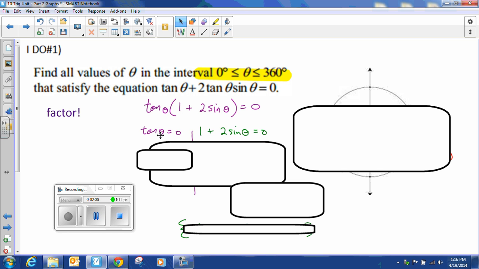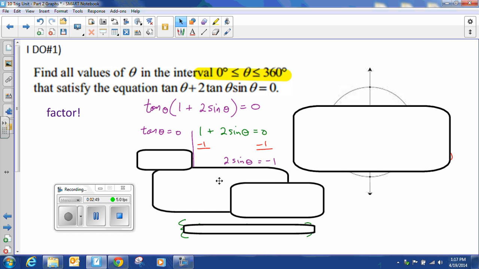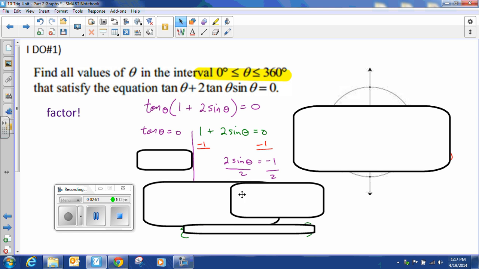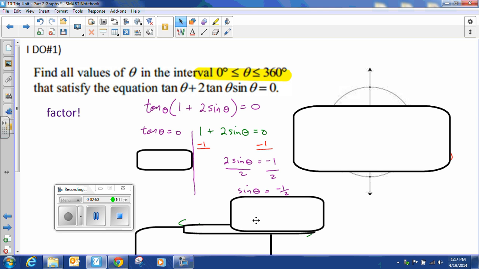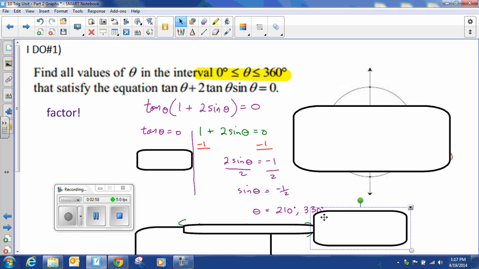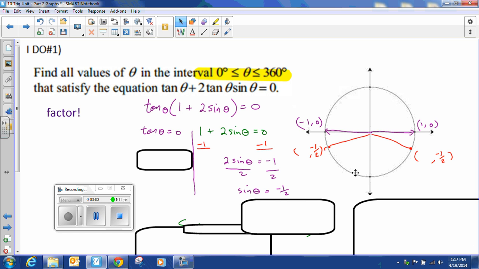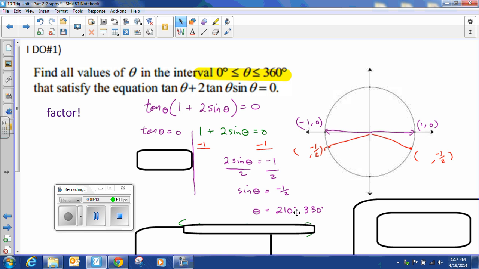Just like we did with the warm-up, we want to set each factor equal to 0. So now we have tan theta equals 0, which you can take the inverse function of. On this side, we have to do a little more solving. -1 on both sides, 2 sine theta equals -1, and then we divide both sides by 2, and we end up with sine theta equals -1/2. You can draw yourself a unit circle, and you can see that sine of theta equals -1/2 here and here. So that's 210 degrees and 330 degrees. That's how we have these solutions.